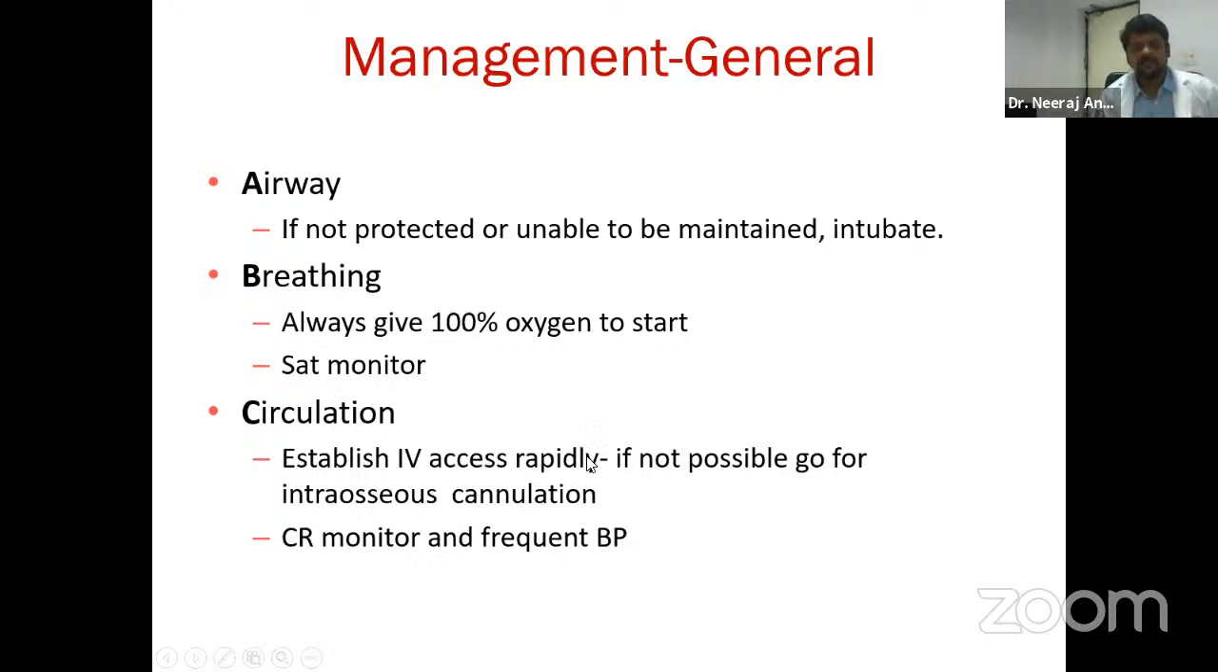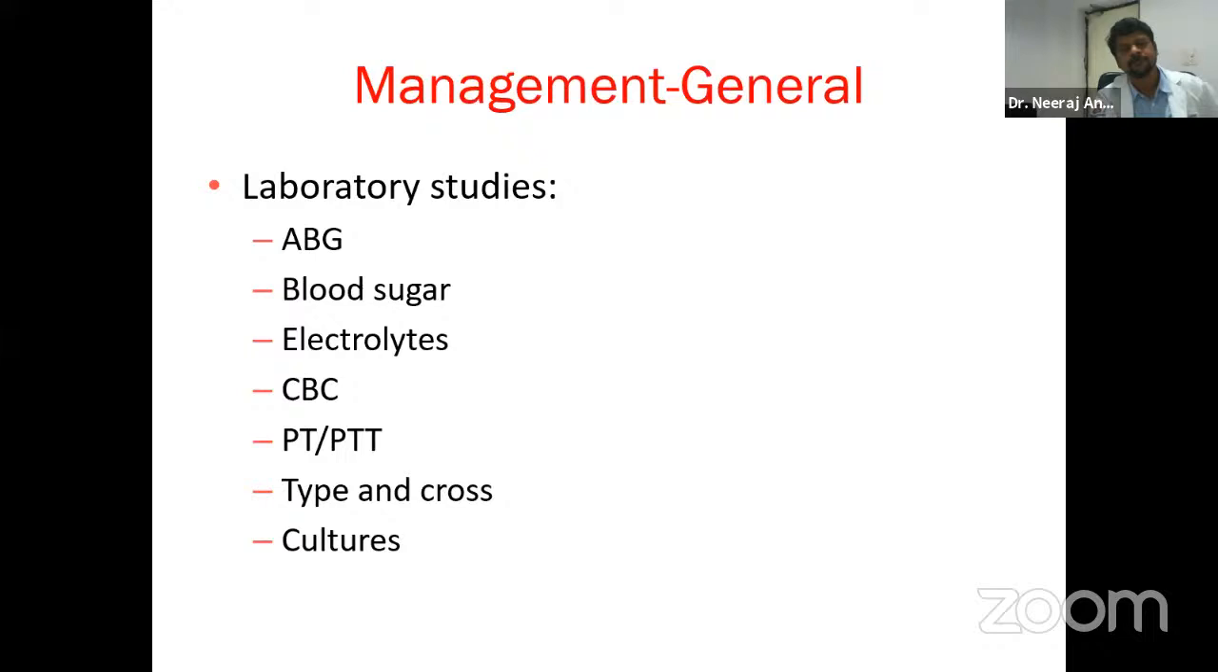We have to monitor the patient by looking at capillary refill time and frequent blood pressure monitoring. Laboratory investigations: we have to do ABG, arterial blood gas analysis, to look for any hypoxia or hypercarbia, or if there is any metabolic acidosis, and we have to look at lactate levels. We have to look at blood sugar if the patient is having hypoglycemia or hyperglycemia.